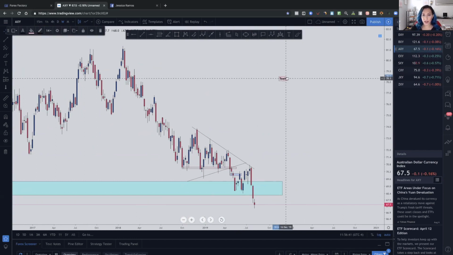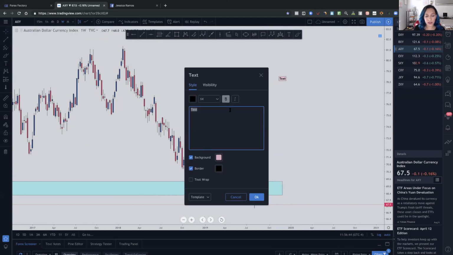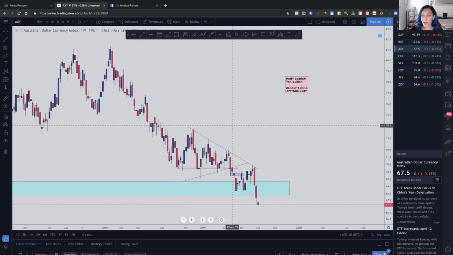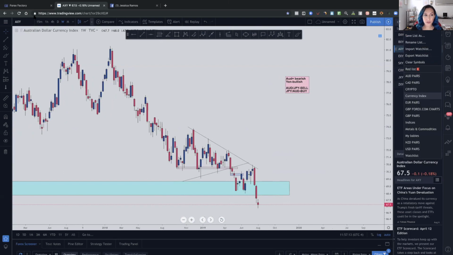So we know that AUD, not Aussie, excuse me, Australian dollar is super bearish, and the yen is super bullish. So if we go look at AUD JPY, what do we expect to see? We expect to see a sell. If we're looking at JPY AUD, what do we expect to see? We expect to see a buy. So now let's go put it to the test.